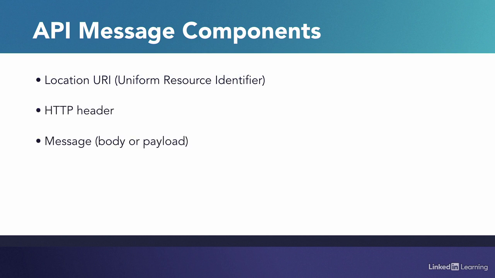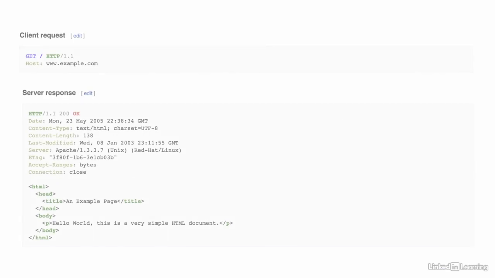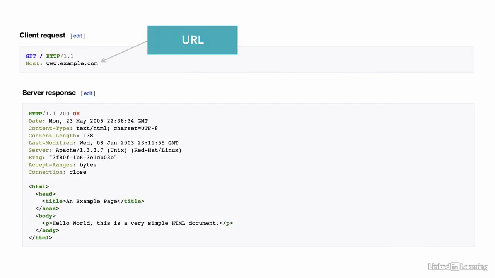The API messages, regardless of request or response, typically have three components: the location URI, the header, and the message itself. On the top, we see a client request message. The location is the host, in this case is www.example.com, and the relative URL is root, indicated by the /. The header is the HTTP version. The message is empty because this is a simple GET request.